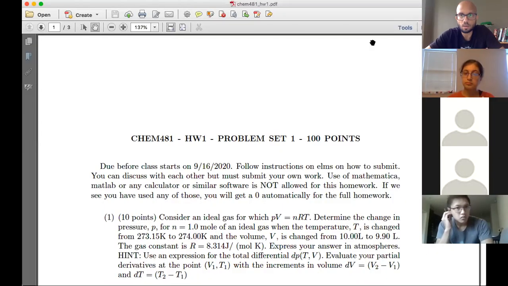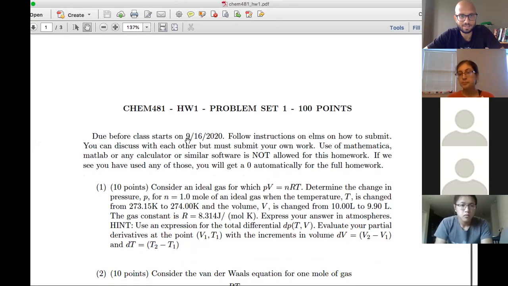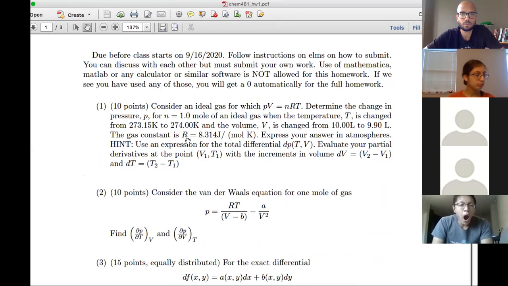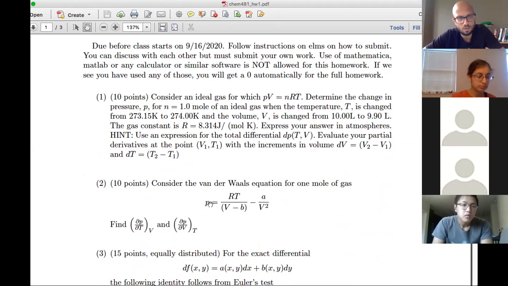So let's share my screen. Okay, you guys can see the homework. Cool. So it's a math homework, basically. However, every question is framed in the context of chemistry. The first problem is calculating, what do you calculate here? Change in pressure, and just using the ideal gas law.